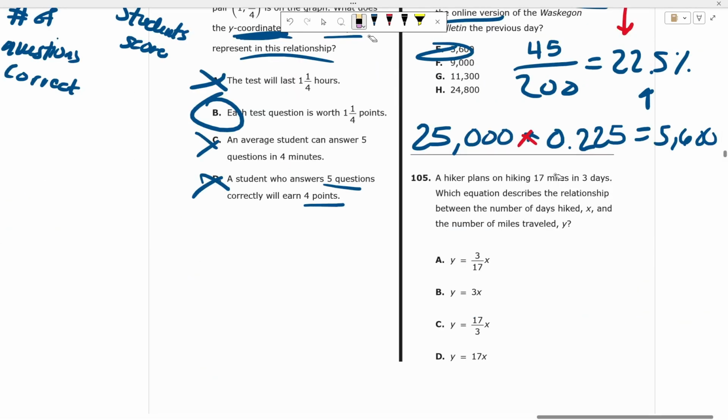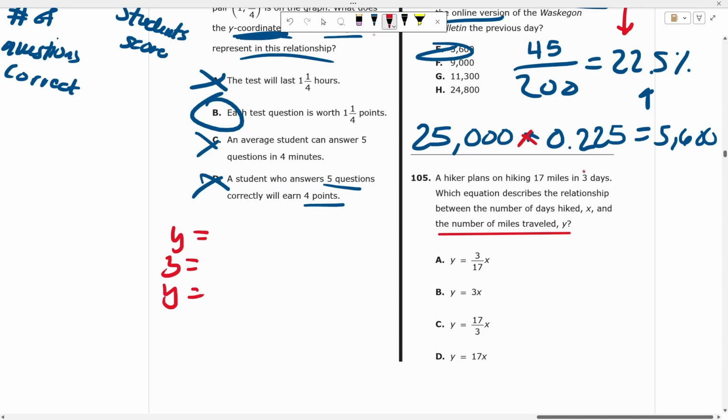Moving on to 105, it says that a hiker plans on hiking 17 miles in 3 days. Which equation describes the relationship between the number of days hiked x and the number of miles traveled y? So in this case, all of these equations are in the form of y equals. What does y equal? Well, y is the number of miles traveled, okay?